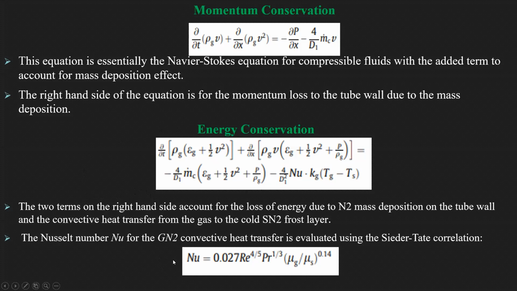The Nusselt number equation that we see here for the nitrogen gas convective heat transfer is evaluated using the Sieder-Tate correlation.